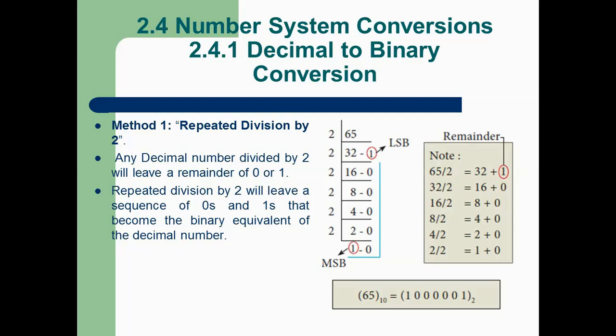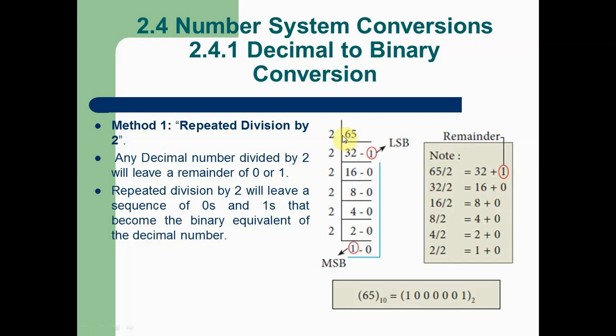In this method, any decimal number divided by 2 will leave a remainder of 0 or 1. Repeated division by 2 will leave a sequence of zeros and ones that become the binary equivalent of the decimal number. So here we are going to use the remainders of division. In the example you can see we want to convert the decimal number 65 into binary.